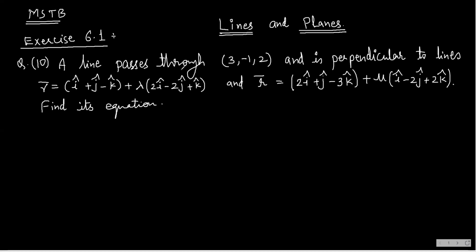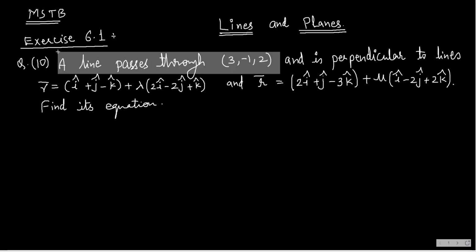Syllabus is the same. So here we have a line that passes through. Look at the question. The question is: a line passes through (3, -1, 2). A line is passing through 3, negative 1, 2. So we are given a point on the line. The line is passing through this point.